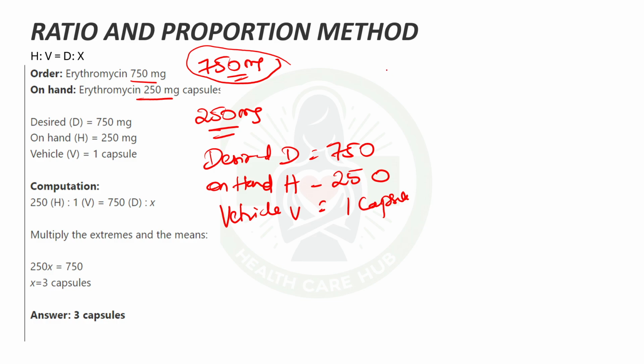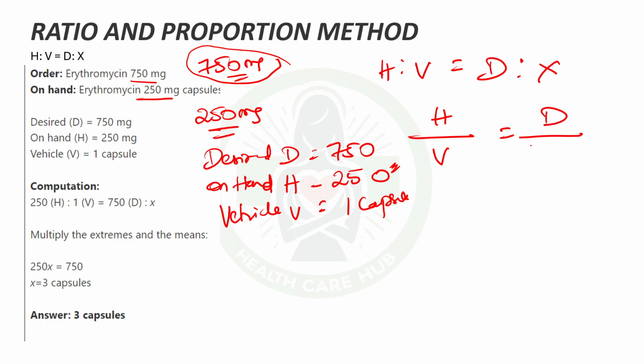So what is the formula? We have already discussed. H is to V is equal to D is to X. So what is the H value here? The H value is 250. It can also be written as H by V is equal to D by X. So the H value is around 250, the V value is 1, and the desired dose asked is 750, and we don't know the value of X here.